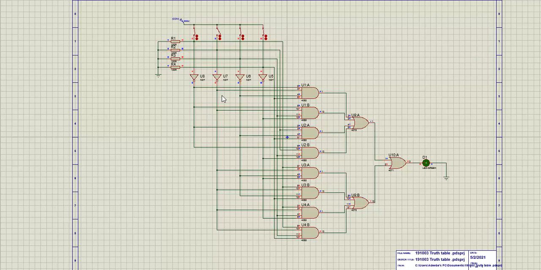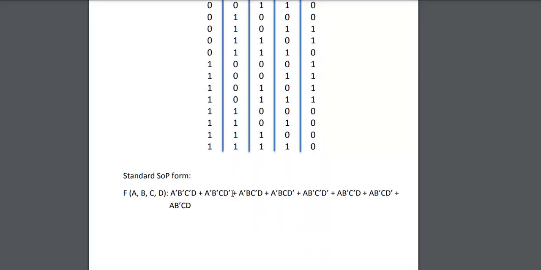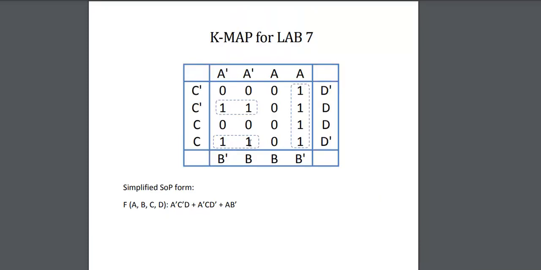So what we do next is convert the circuit or the equation into a simplified form by the use of K-maps or Karnaugh maps. This is the Karnaugh map of the truth table shown before.